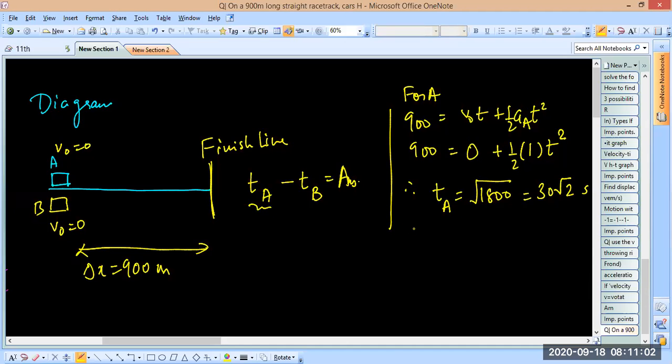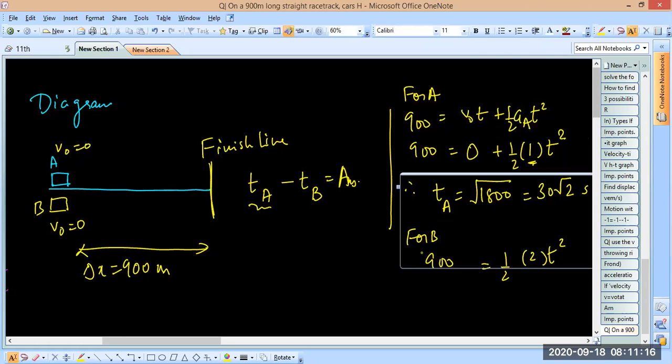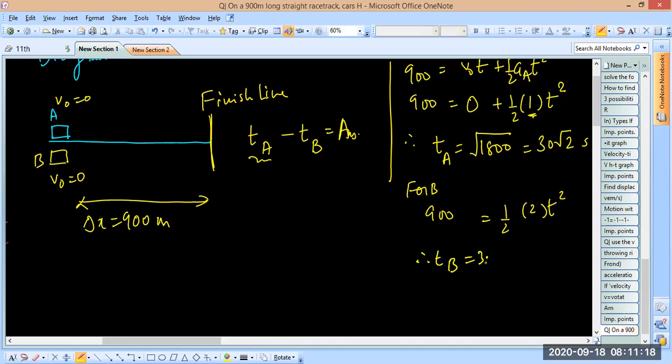Now for B, we have to do a similar calculation. I'll just rush through it very fast. Because a_B is 2, instead of 1 here you're going to get 2 t squared. The rest is all the same. So this is for B. For B, you're going to get T_B equal to 30 seconds.